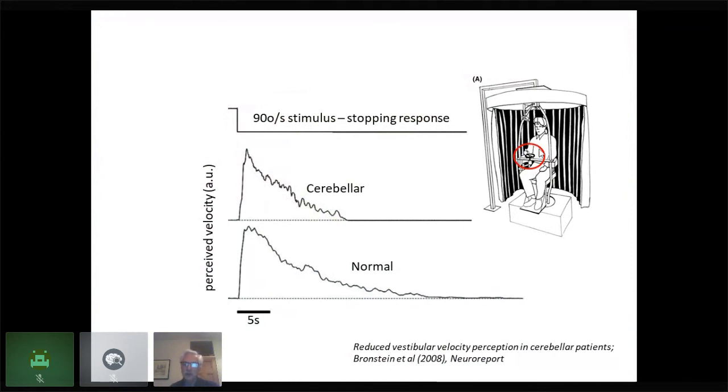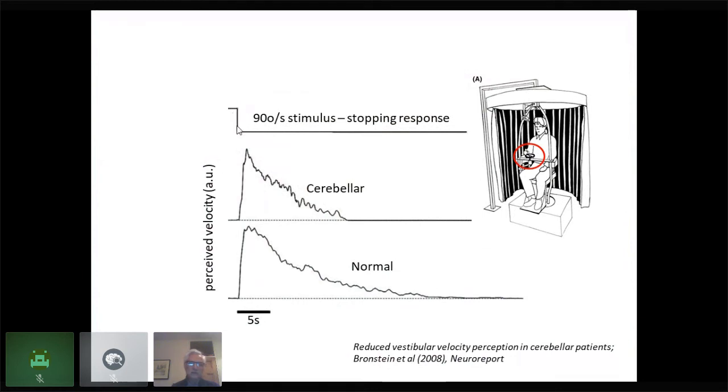And for that, we devised this technique where the subject has a joystick, a wheel, and they turn this wheel very quickly if they feel that they are turning quickly. And as the sensation becomes less and less rapid, they begin to slow down the rotation. And these are two examples of those recordings.